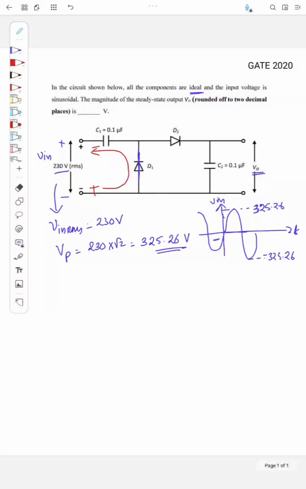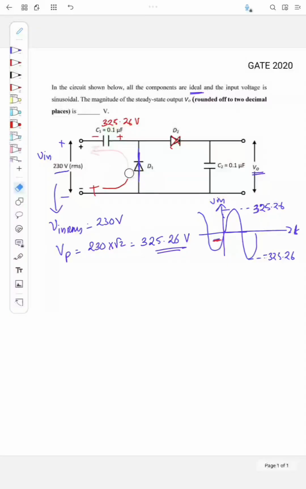And D2 will be off. So what happens? This capacitor will charge like this, plus minus, and since this is ideal, the capacitor C1 will charge to the peak voltage. That is, the voltage across C1 will be charged to 325.26 volts. So that is during this negative half cycle.